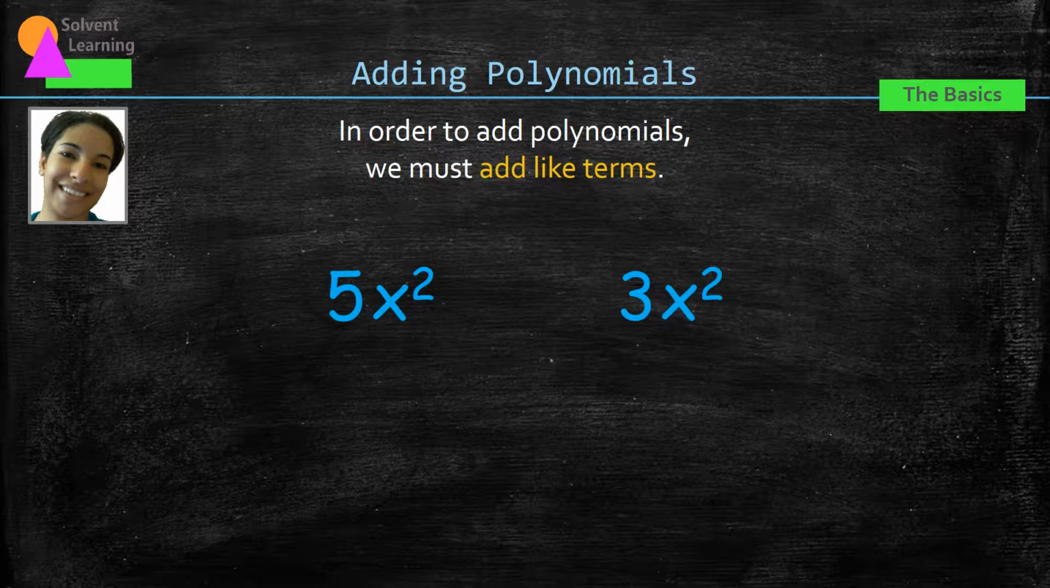Here we have an example of like terms, 5x squared and 3x squared. We know that they're like terms because they have the same variable raised to the same exponent. They both have the variable x and the exponent of 2. So when we add them together, we end up with 8x squared. We combine the two coefficients, 5 and 3, to get 8, and then we bring down the part of the term that's the same, the x squared.